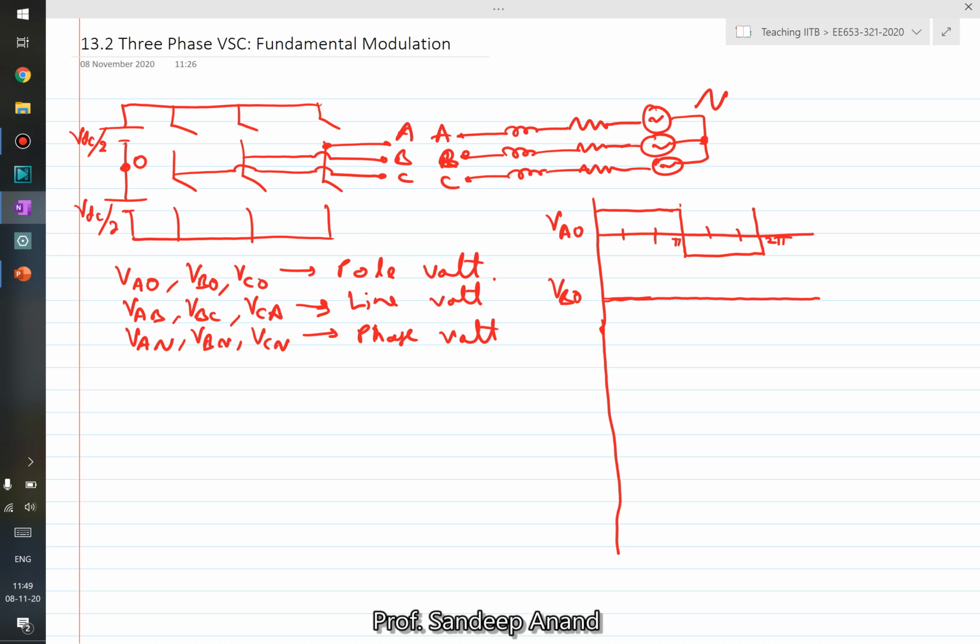Now VBO, as we understand, is going to be 120 degrees lagging from VAO. So therefore it will start from here, go till here, become negative, continue. I'm only drawing this till this point and it will come from here. This is VBO, and similarly you can draw VCO, which is going to be further 120 degrees lagging VBO. Let me extend these points.